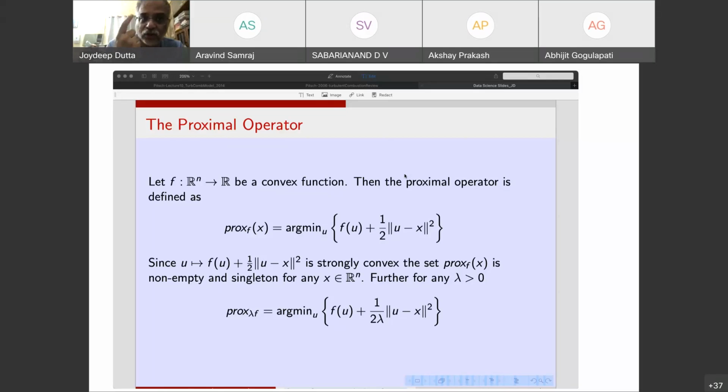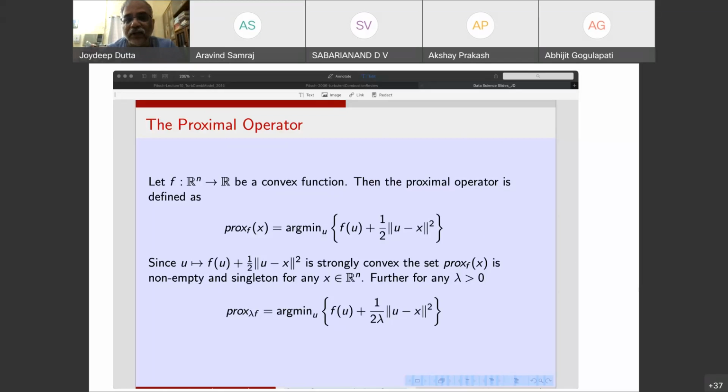There will surely be a minimizer, and there will be a unique minimizer. If you change the x, the minimizer will change. Now, instead of solving a convex function, you solve a sequence of strongly convex functions. Strongly convex functions are easiest to solve. They are guaranteed to have a unique minimizer. So that makes much more sense.